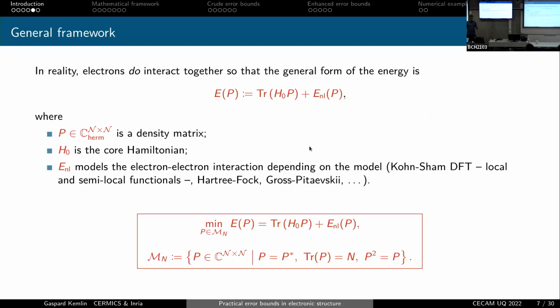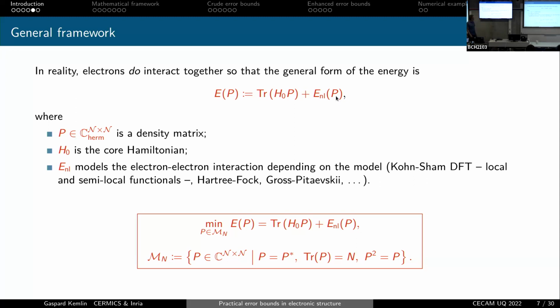Okay, so this is for the nice life where electrons do not interact, but in reality they do interact, and so we have to take this into account, using your favorite model. So it can be Kohn-Sham DFT with whatever local or semi-local functional you want, Hartree-Fock. All these models, we can put them into this form where we have a nonlinear term here, the E_NL of P, which depends on the model.